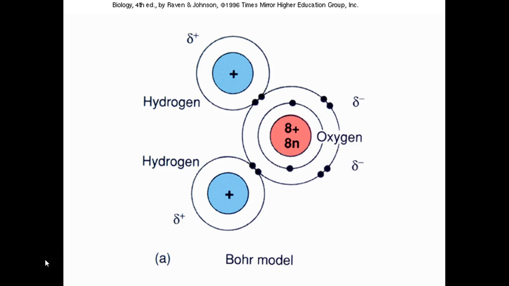Now, you'll notice that they're a little bit at an angle. In fact, if we measure the angle between the two hydrogens and the oxygen, it looks from this diagram like that would be about 90 degrees. Well, it turns out that it's a little wider than that. It's about 104.5 degrees. So, it forms like a little V shape.